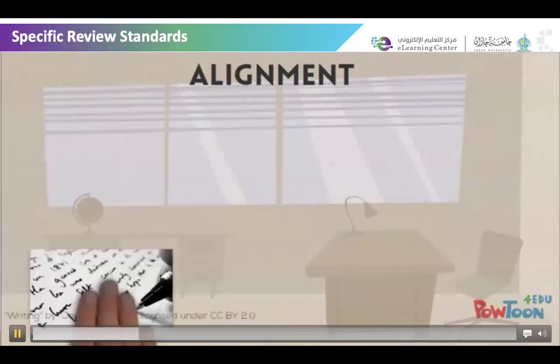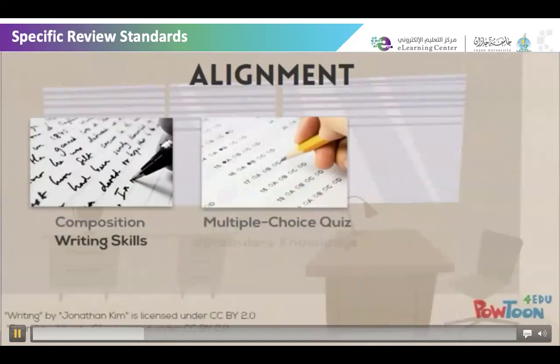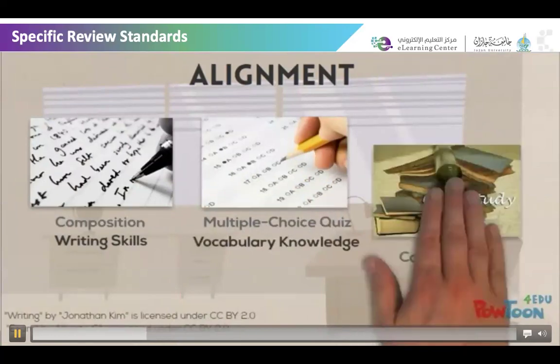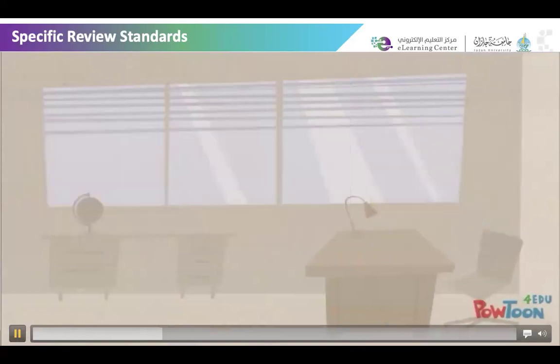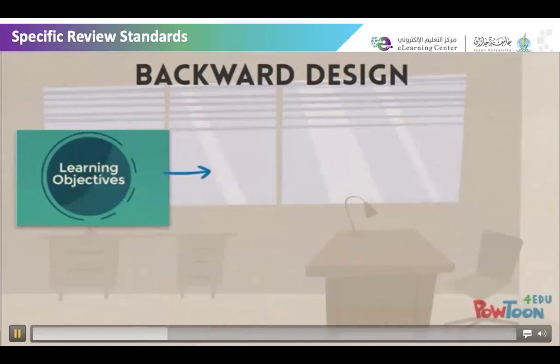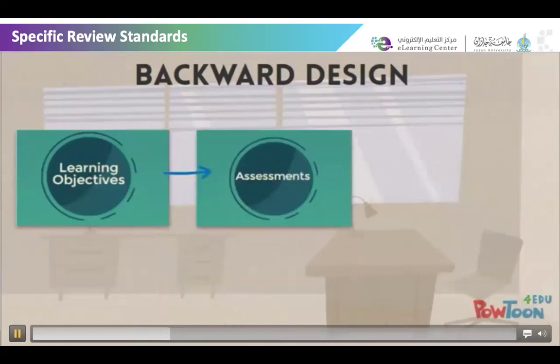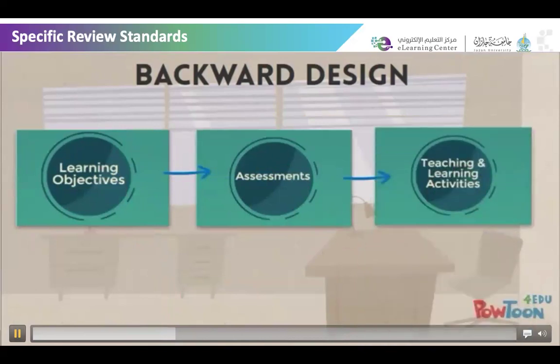For example, a composition can measure writing skills, a multiple choice quiz verifies vocabulary knowledge, and a case study demonstrates critical thinking skills. Alignment fails if the objective is to write a persuasive essay, but the assessment is a multiple choice test. It may be a good idea to follow a backwards design where the learning objectives are constructed first, then purposeful assessment items are created, and finally the teaching learning activities are developed.